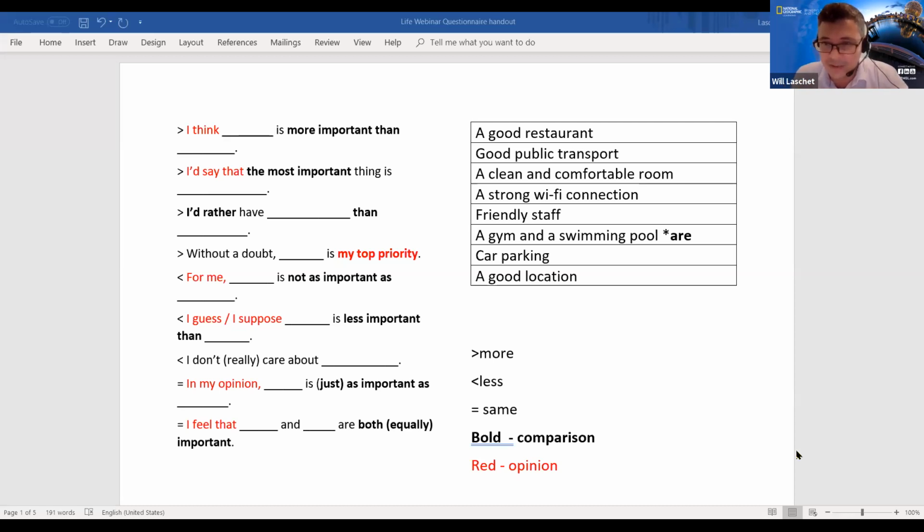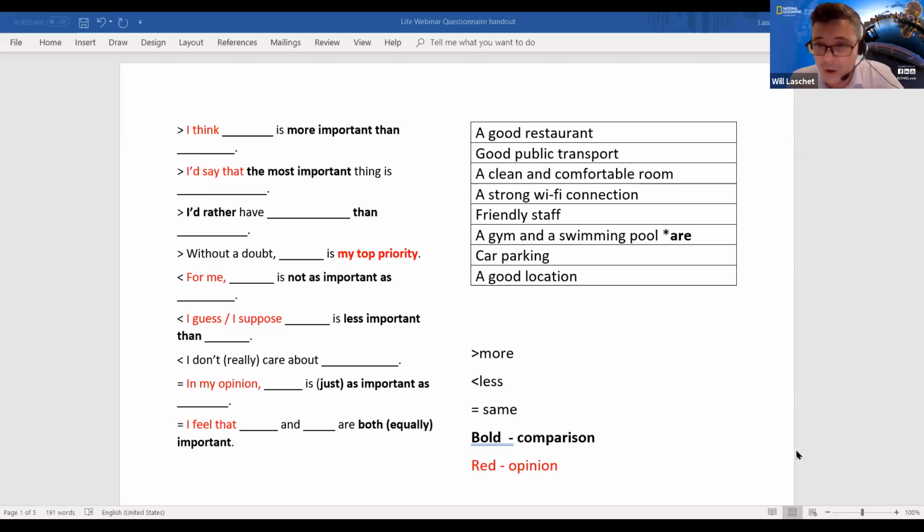Indulika says, for me, car parking is not as important as a strong Wi-Fi connection. Perfect. What a lovely sentence. To get an elementary student to make and say a sentence like that would be very satisfying, I think. Venice says, I think friendly staff is more important than the location of the hotel. Perfect. Again, very nice sentence. Okay, so prioritizing service, very important.